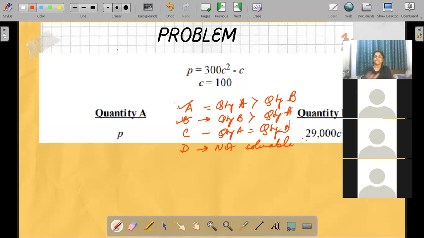So again, the number of digits is exactly the same. This has 6 zeros after 3, and this has 6 digits after 2. So now I'll use common sense. Out here, from the 6 zeros that I have of 3, I'm subtracting 100. And out here, it is 29 and then 50. Which one do you think will be the larger quantity?